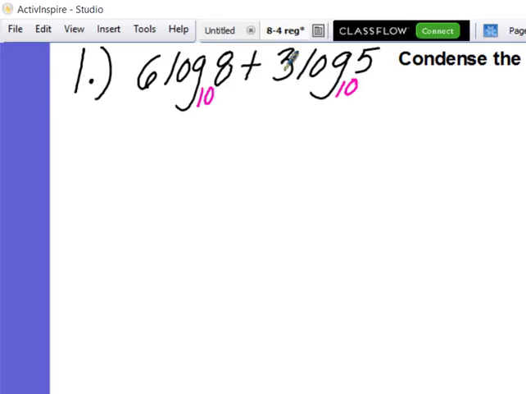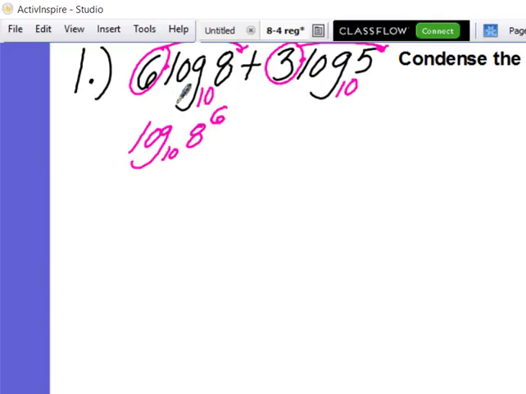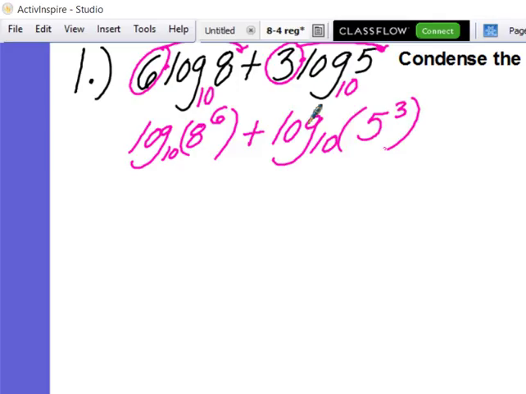So the first thing you're going to do is take the powers, because look, 6 is multiplied in front, 3 is multiplied in front. If you have something multiplied to your log, it's actually an exponent. So we're going to put that up there, and we're going to take this and put it up here, not with the sign. So let's rewrite this: log to the base 10 of 8 to the 6th power, plus log to the base 10 of 5 to the 3rd power. You should try to show your work. Does everybody see how I rewrote it?